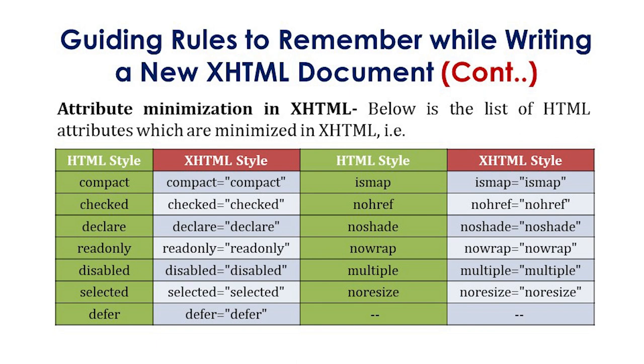The same happens with checked. Again declare is a word, readonly, disabled, selected, defer. Now nowrap, multiple, noresize, ismap. So there are some of the attributes that we can't minimize in XHTML style. So how can you use such attributes in XHTML? I think this slide presents it better.